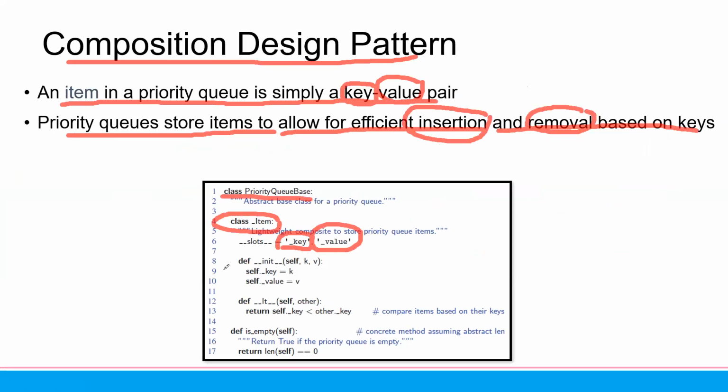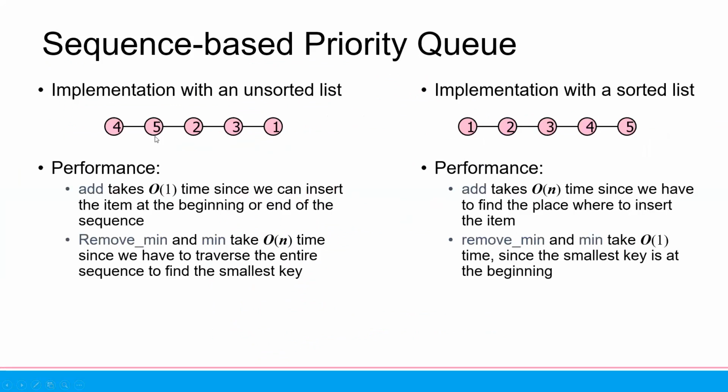When we construct, we call this the constructor of the class, we have k and v. Then we can check whether it is less than, so if the key is less than the other key, it is used to compare which one is first and which one is later. And then we have isEmpty, which checks whether the priority queue is empty or not, and so on.